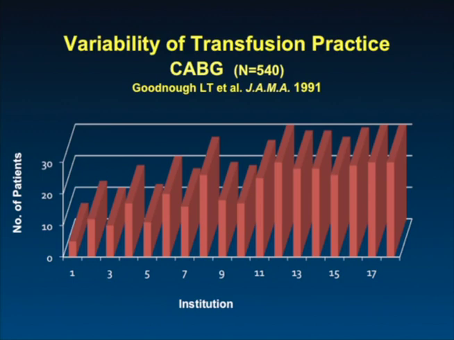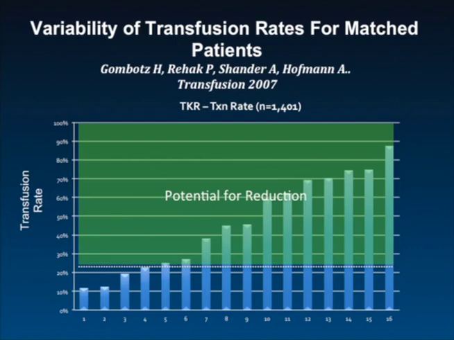In another study that was European, funded by the Austrian government, again looking at variability of transfusion, they looked at different hospitals and different procedures: total knee, total hip, colon, and coronary artery bypass grafting. Here again, with a similar modality, 16 hospitals. This is total knee replacement. You can see that hospital number 1 is just slightly higher than 10% transfusion for the same procedure, whereas hospital number 16 is close to 90% transfusion.